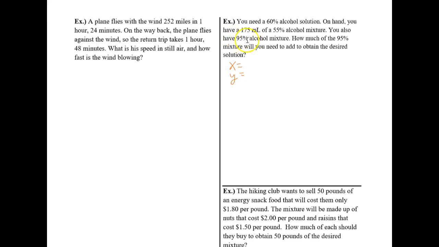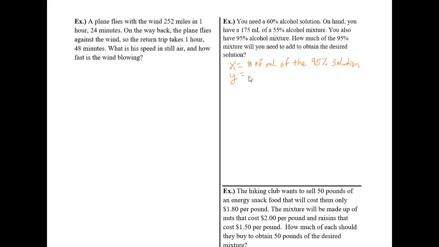You also have a 95% alcohol mixture. It asks how much of that we need, so that's our first variable: the number of milliliters of the 95% solution. So we're mixing this 55% solution with the 95% solution. We know how much of the 55% we have. We don't know how much of the 95% we need to mix with it.